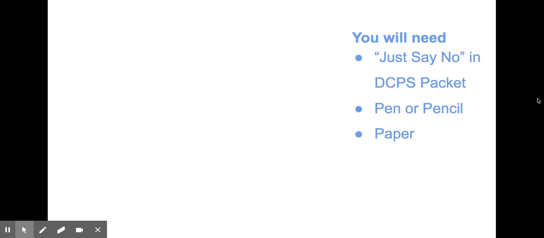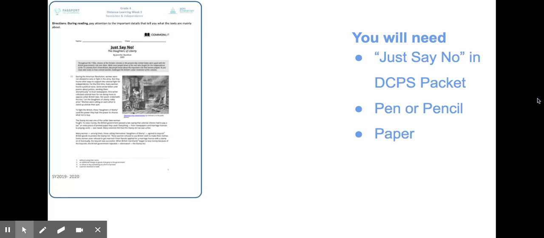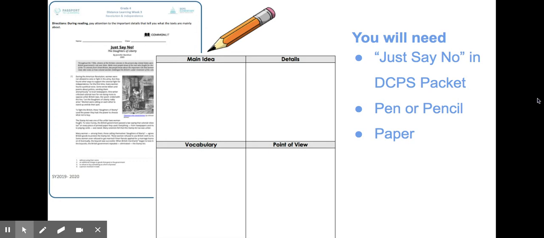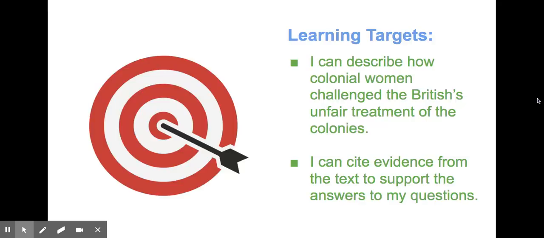For today's lesson, you will need the following. You will need your Just Say No packet, a pen or a pencil, and some paper to create your Foursquare model. We'll now begin with engaging the reader and reviewing our learning targets for today.